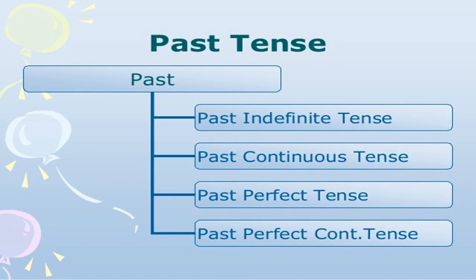Now, as present tense was classified into 4 types, similarly past tense also has 4 subparts. That is, past indefinite or simple past tense, past continuous or progressive tense, past perfect or complete tense, and past perfect continuous tense. Now we will discuss each of their structures and their usage.